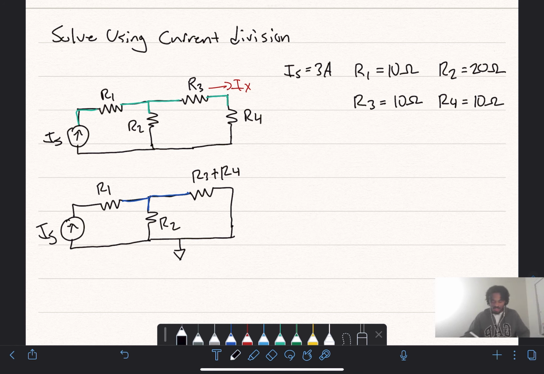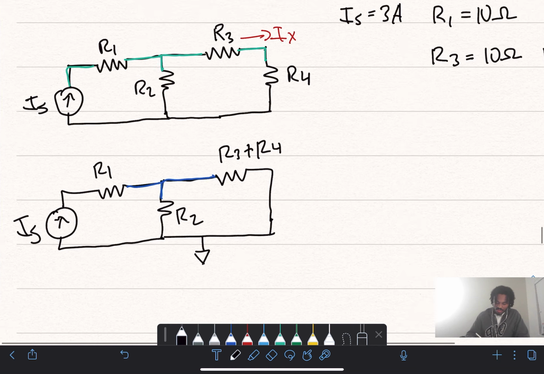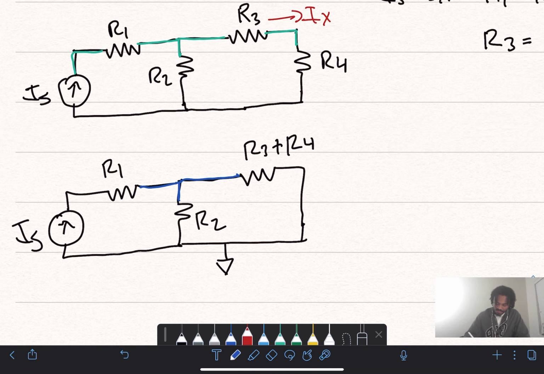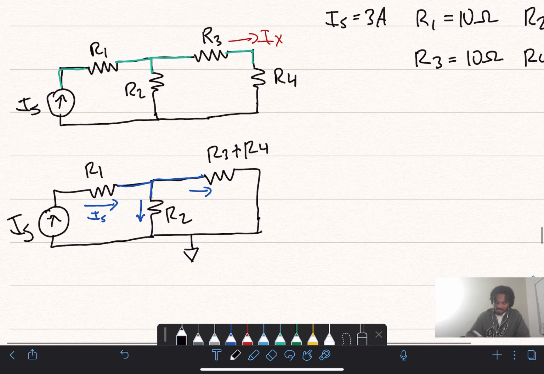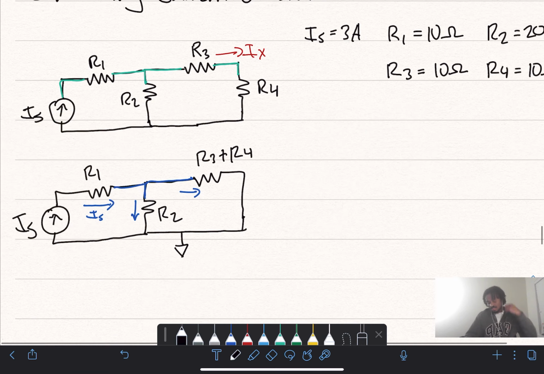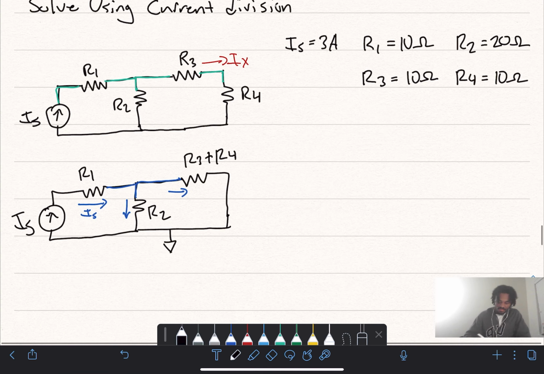So now we can use our current division rule. If we look at the flow of current, IS travels through R1. This is still IS. But then IS is going to be broken up by a path to ground through R2 and a path to ground through R3 plus R4 here. So that's where the current is being divided. That's why we don't have any current to divide dealing with R1. So our source current is going to be 3 amps.